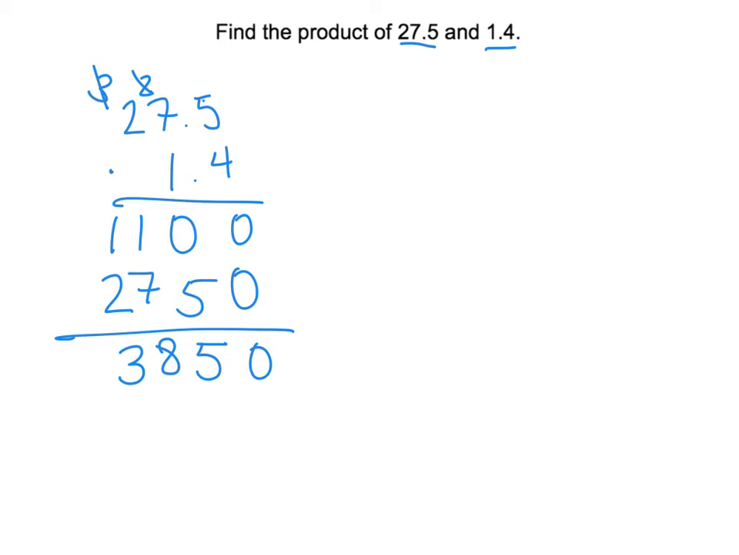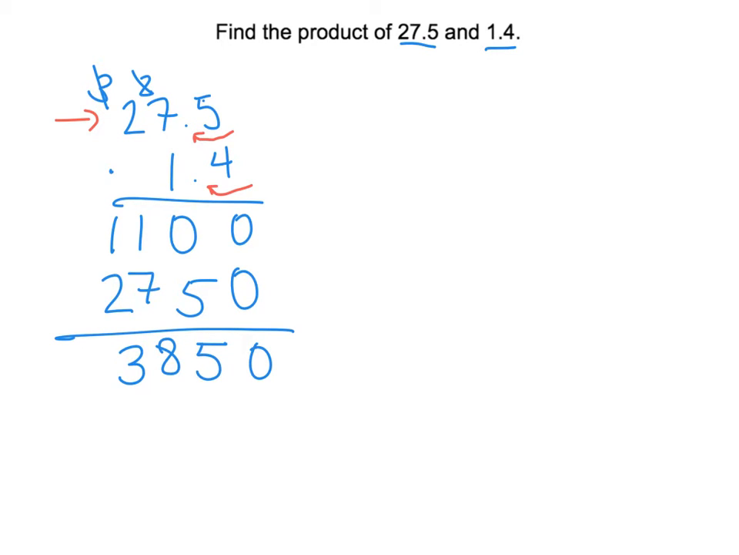3,850, but notice that really doesn't make sense if we've got 27 and a half up here multiplied by 1.4. If that's what we've got, then we shouldn't get an answer that's this big. And what we're missing is our decimal place. So to figure out where our decimal belongs, we're going to go back up here and notice how many decimal places we had to begin with.